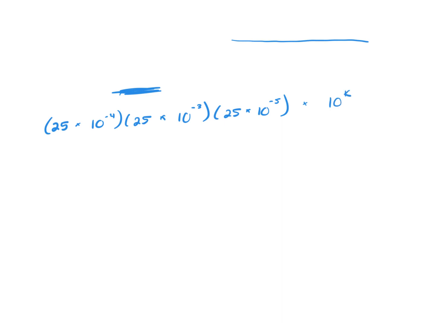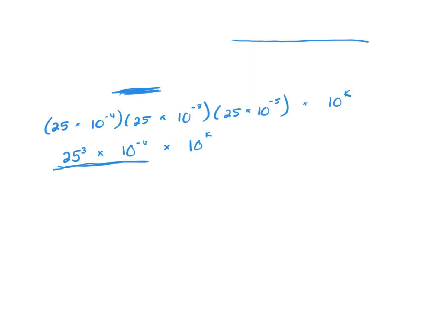So what we have here is 25 to the third times 10 to the, add your exponents because you're multiplying. Negative 7 minus 5 is a negative 12 times 10 to the k. Now, if you look at this piece here, that's going to be a little bitty number. That's going to be 0.000 whatever. I'm not sure what 25 to the third is, and it doesn't matter.